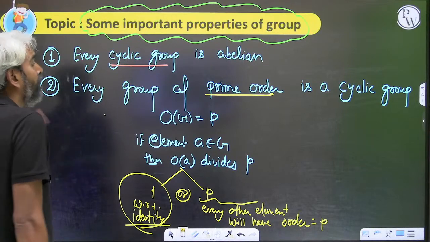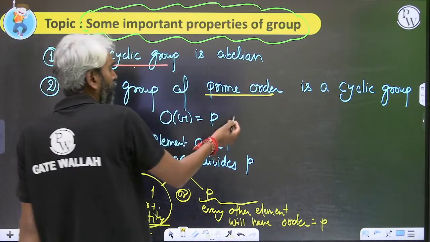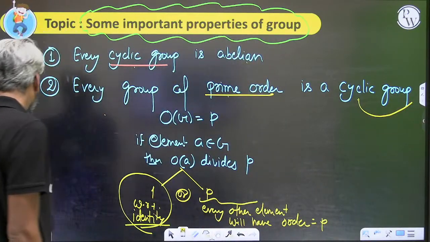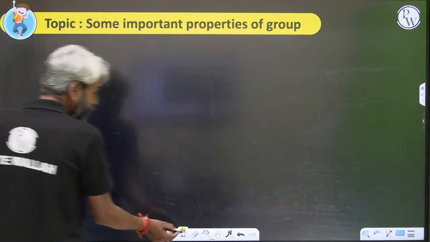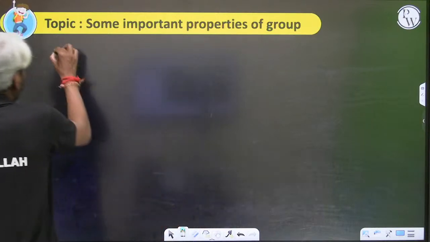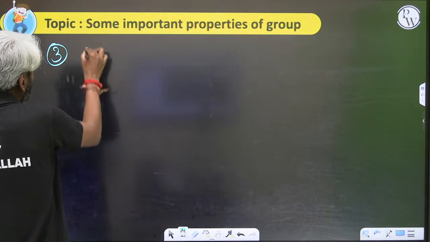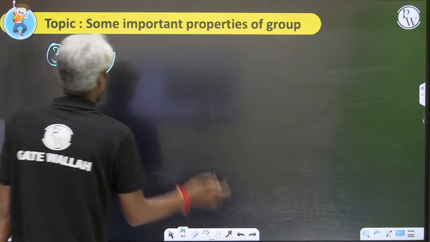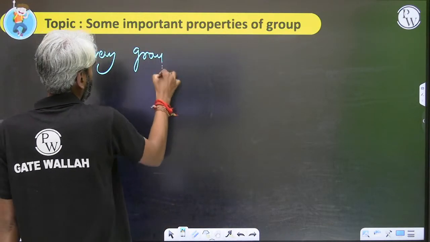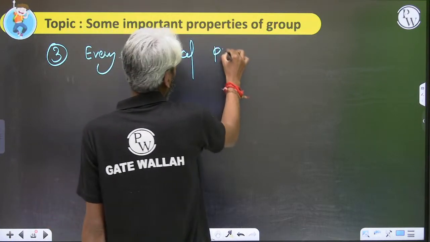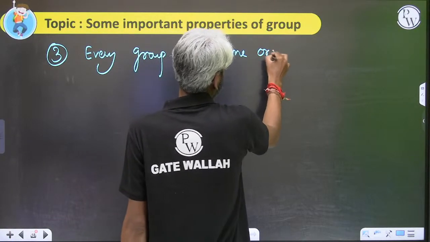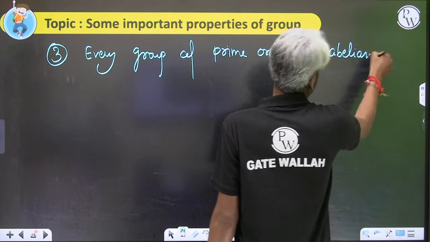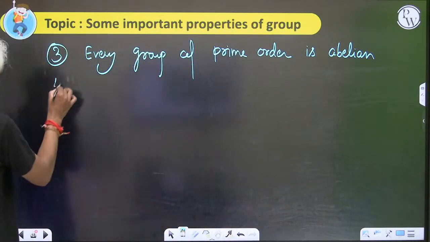Okay. Now, sir, we know every cyclic group is abelian. Now, every group of prime order is cyclic, so it is guaranteed to be abelian also. So, the third note which you can write down is every group of prime order is abelian.